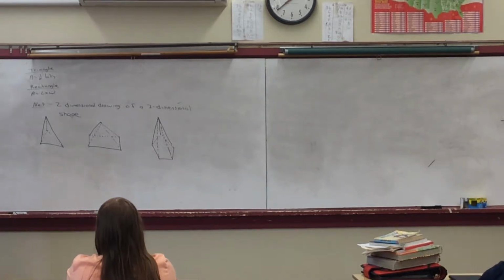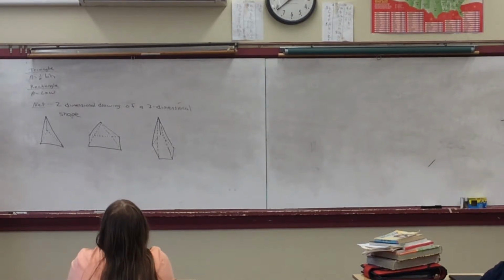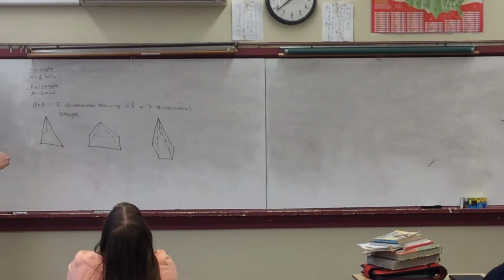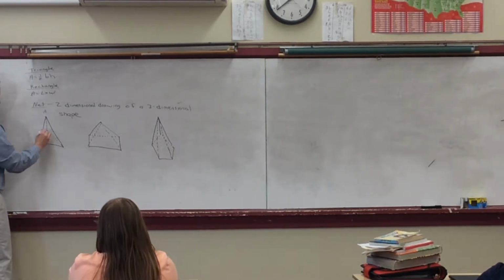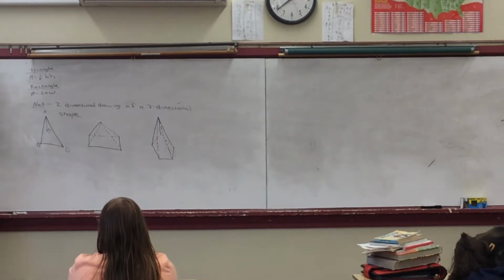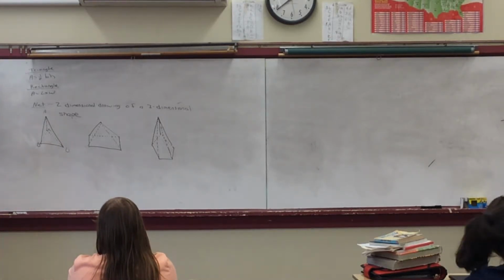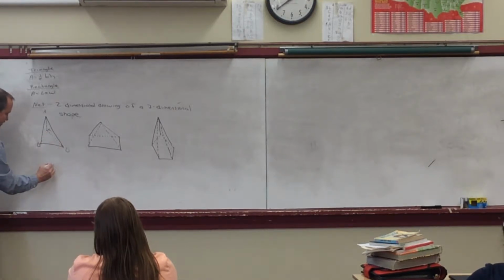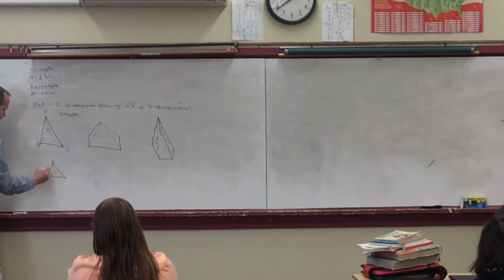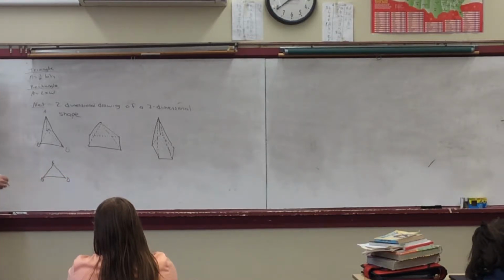Now, to draw a net of a pyramid, what we're going to do is we're going to label every vertex. So we're going to label it A, B, C, and D. Now, what we're going to do is we're going to draw the base. The base in this shape is a triangle. It's CBD. Agreed?